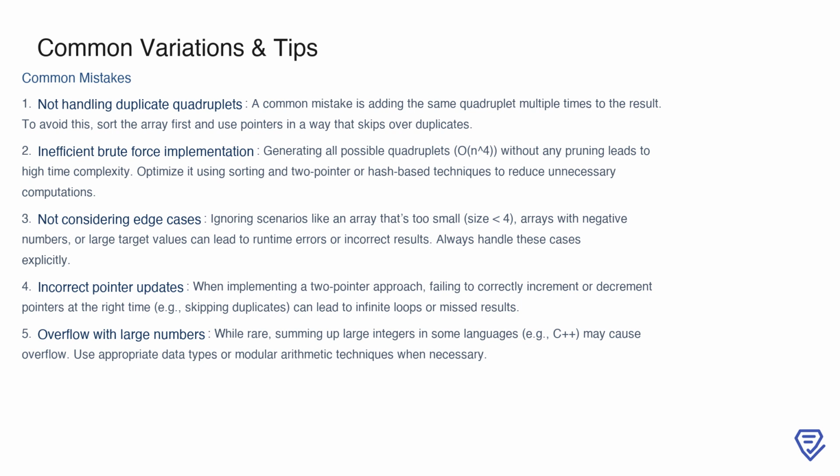Additionally, edge cases are often overlooked. Scenarios like arrays that are too small, contain negative numbers, or involve large target values can lead to incorrect or inefficient results. Explicitly handling these edge cases is essential. Incorrect pointer updates are another pitfall. Failing to adjust pointers properly, especially when skipping duplicates, can cause infinite loops or missed solutions. Lastly, in languages like C++, be cautious of integer overflows when summing large numbers. Using appropriate data types or modular arithmetic can help prevent these issues.